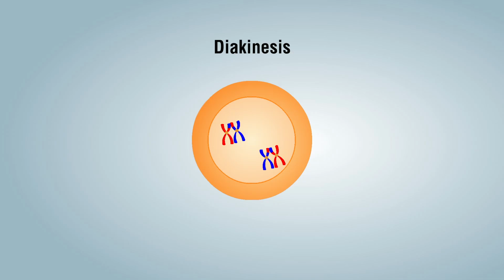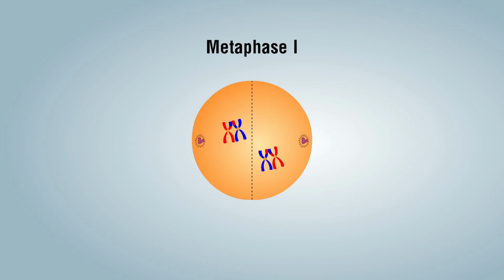Next, we move on to the final stage of prophase I, diakinesis. In diakinesis, the homologous chromosomes separate completely and regain their individual identity. Additionally, the nuclear membrane and the nucleolus completely disappear at this stage, and the centrosomes move towards the equator of the cell. Now, let us move ahead with the next stage of meiosis I, which is metaphase I.